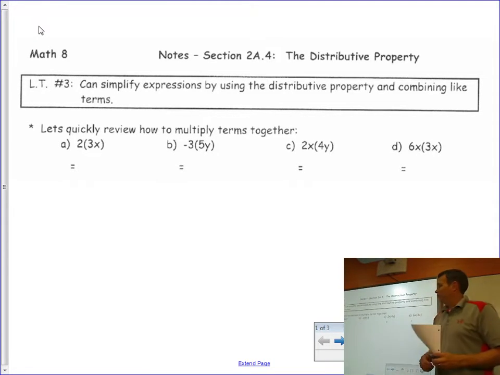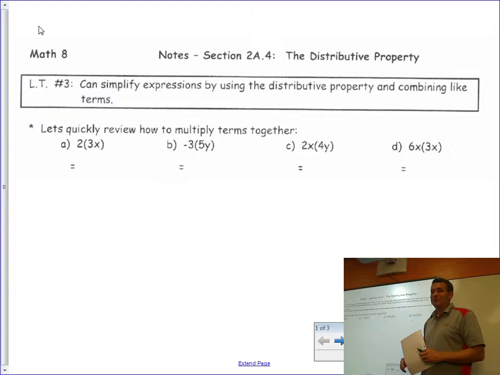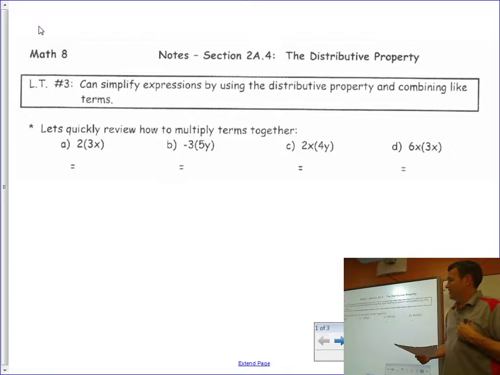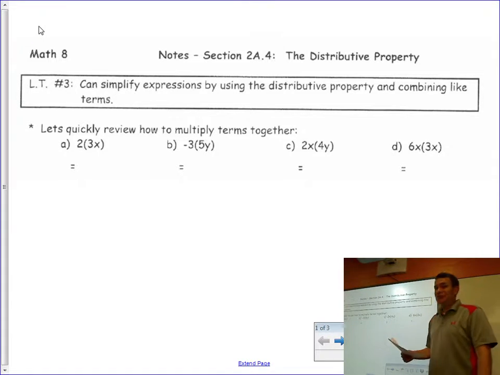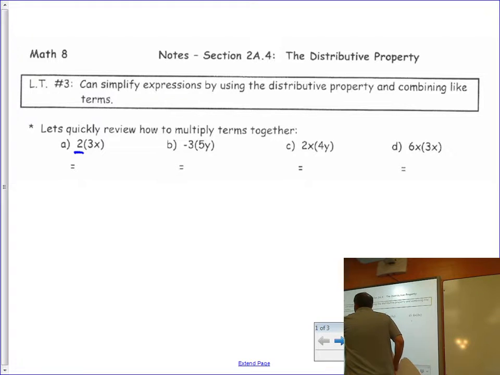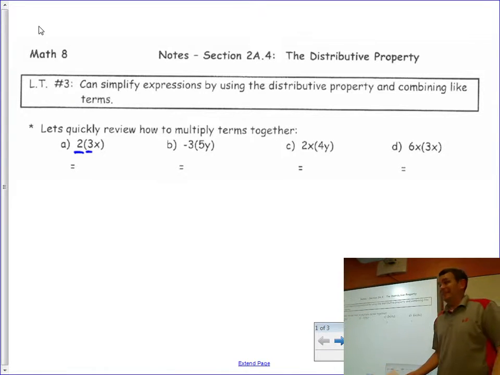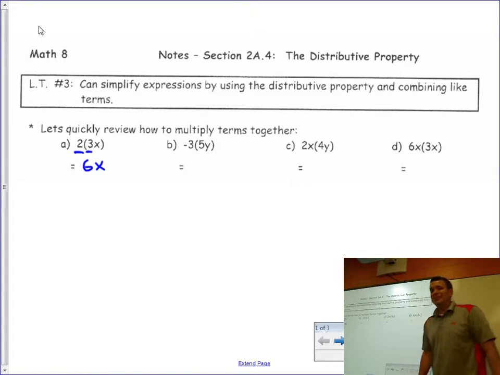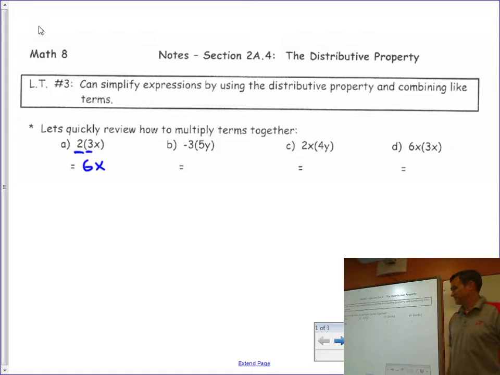First of all, I think we ought to review how to multiply terms together, right? When you multiply terms together, you multiply the coefficients together and you just tack on the variables, right? So in the first example, if I'm multiplying 2 times 3x, I need to multiply the 2 and the 3 together, get 6, and tack on the x. The answer is 6 times x, or 6x.